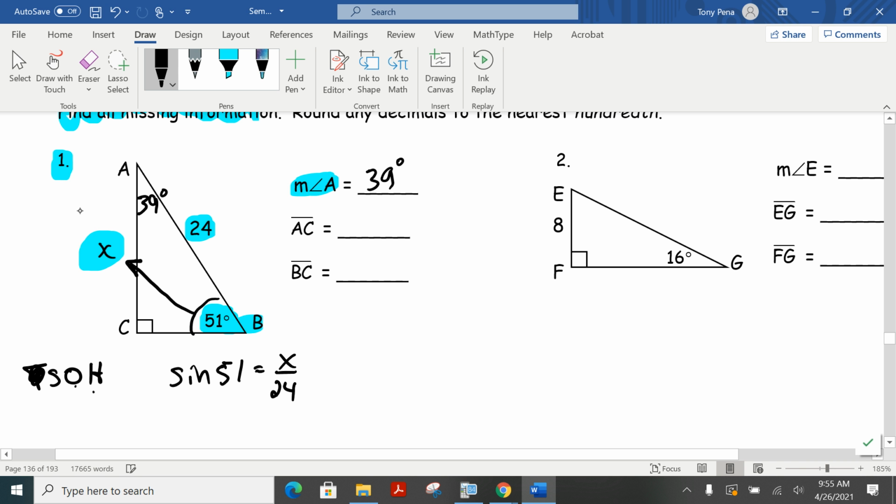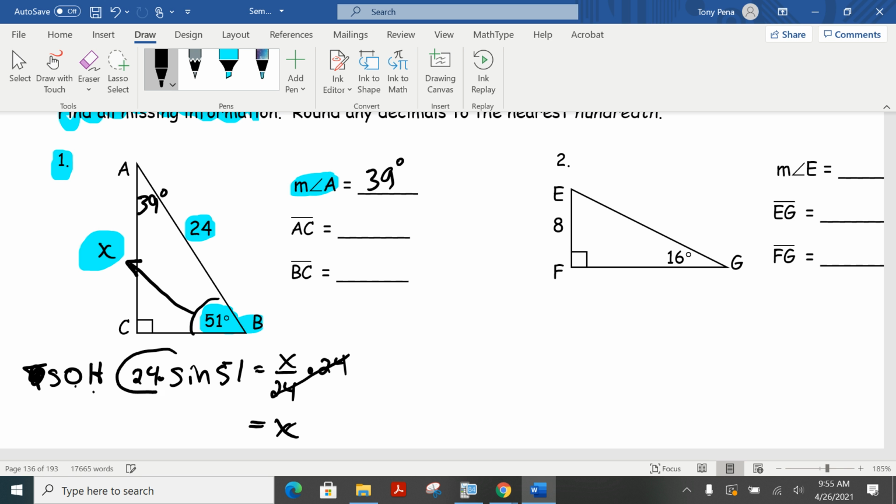over the hypotenuse of 24. To solve this, I just need to get this x by itself. So whatever algebra needs to be done to do that, we then execute that. In this case, that would just mean we want to multiply by 24. So on the other side, multiply by 24. So whatever setup you had, what I'm now plugging into my calculator is this: 24 multiplied by the sine of 51 degrees. You guys might be quicker than me, I'm scared to hit the calculator.